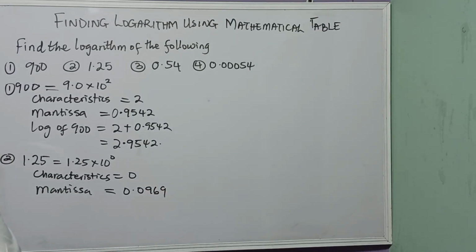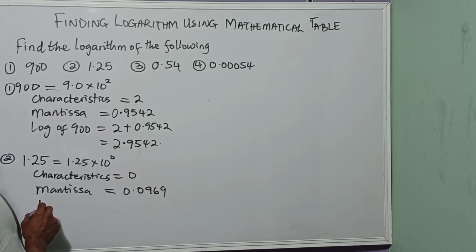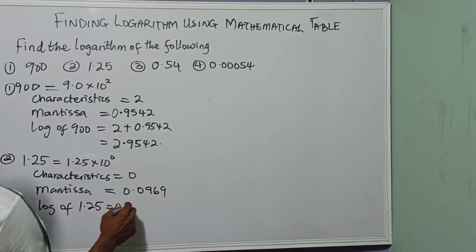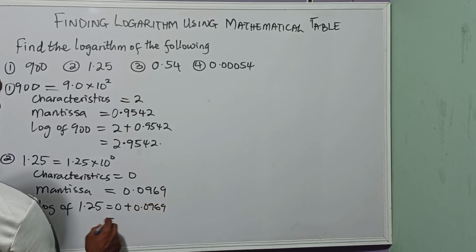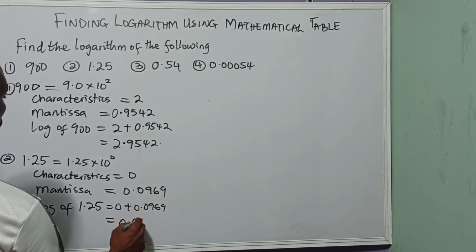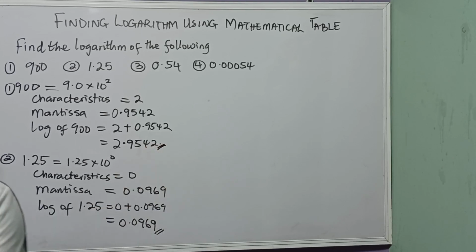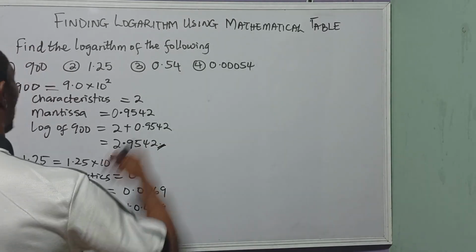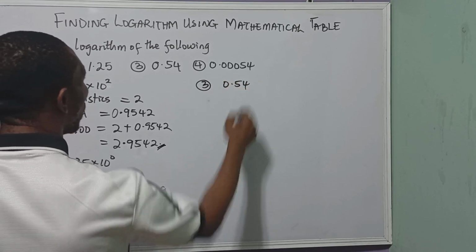Okay, 12 under 5, 0.0969. Now adding our log of 1.25 would be 0 plus 0.0969, which will now give us 0.0969 as the log of 1.25. Now to the third one, we have 0.54.